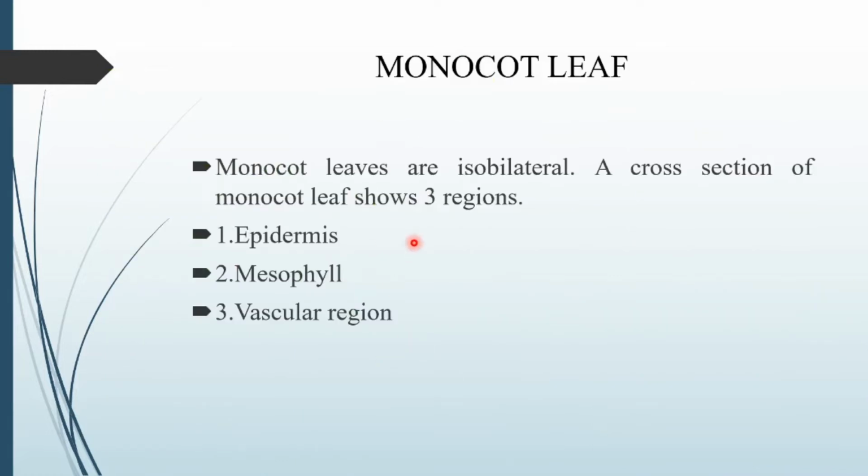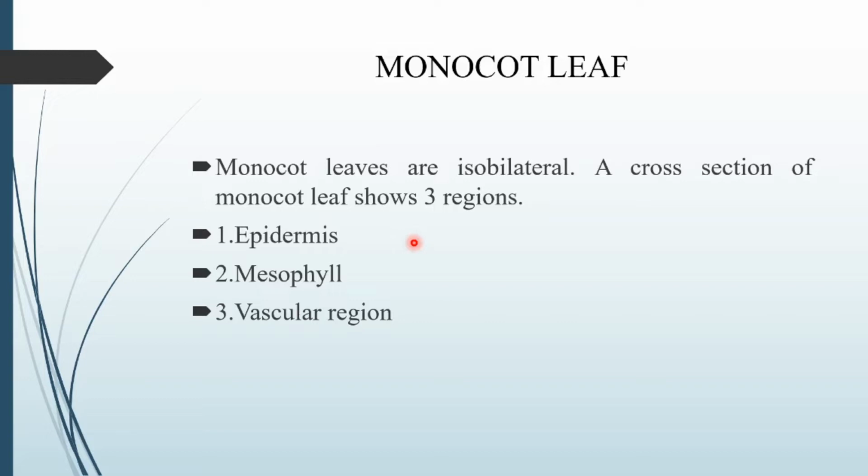So monocot leaves are commonly called isobilateral or equifacial leaves because most of the monocot leaves stand nearly erect, and so both of their surfaces, that is lower and upper surfaces, are almost equally exposed to sunlight. That's why we call the monocot leaves isobilateral or equifacial leaves.